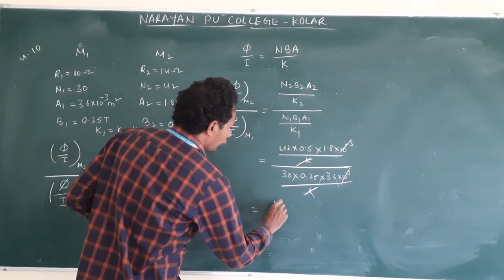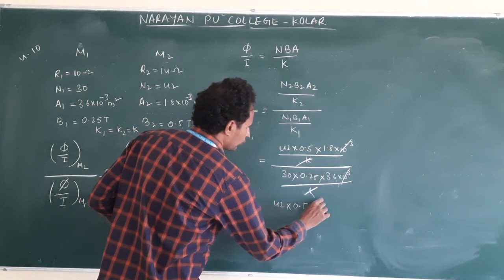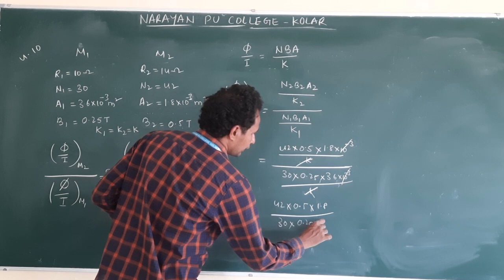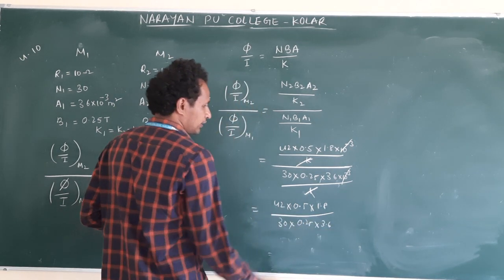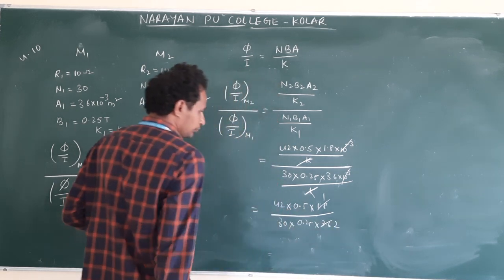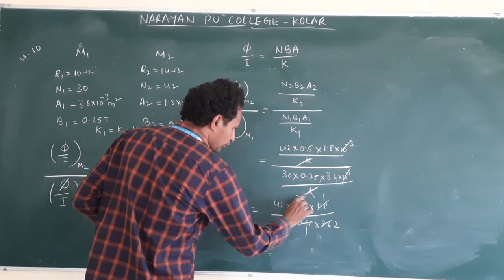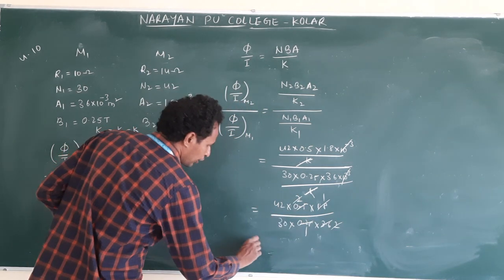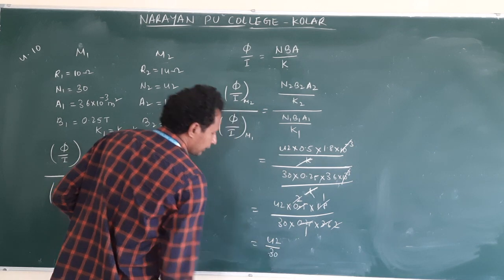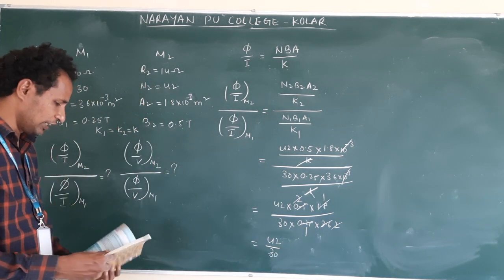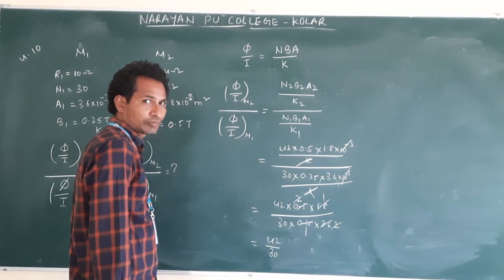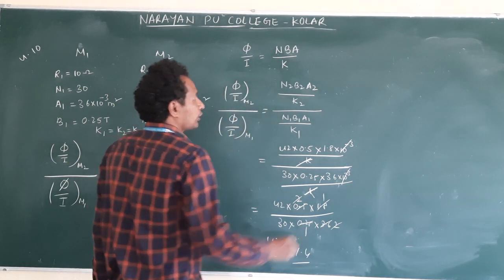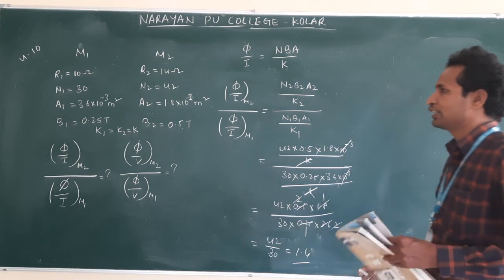Now we have 42 into 0.5 into 1.8 by 30 into 0.25 into 3.6. This is 1 suffix, this is 2 suffix. Clear? Now these two will be cancelled. Now we have 42 by 30. Okay, let me check if the ratio is same or simplified in the answers. Now you calculate this, you will get 1.4. Now this is what we calculated, the ratio of current sensitivity.